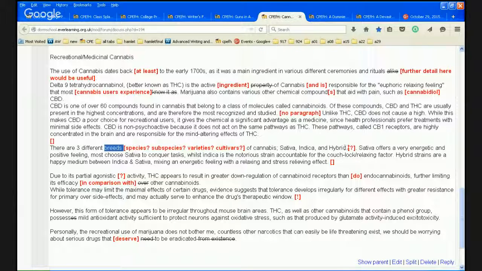Sativa, indica, and hybrid. By hybrid, you mean a hybrid of those two. Yeah. I think that would have made it clearer to say a hybrid of the two.